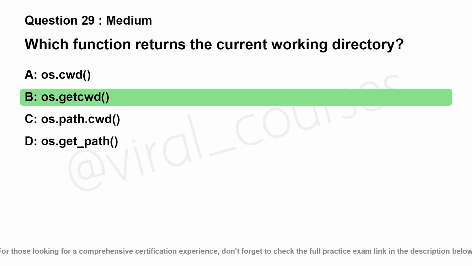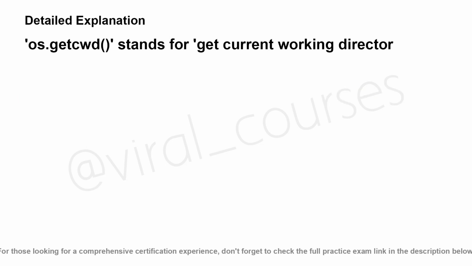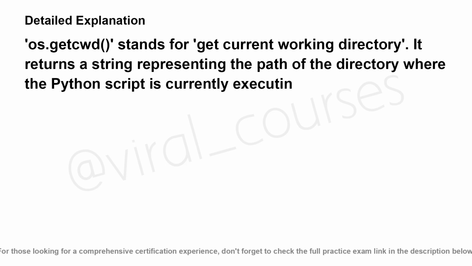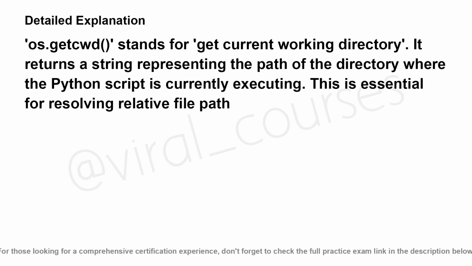The correct answer is B. os.getcwd() stands for Get Current Working Directory. It returns a string representing the path of the directory where the Python script is currently executing. This is essential for resolving relative file paths.